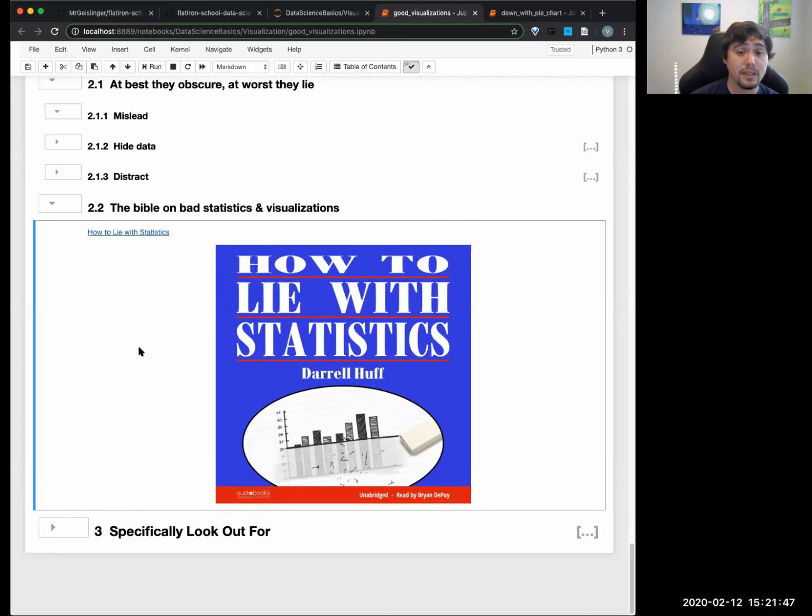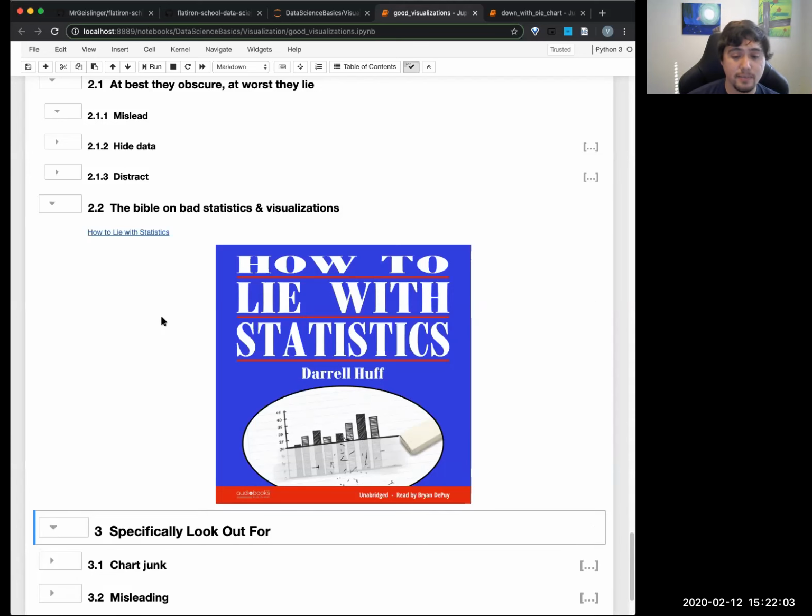This is especially important as a data scientist, because a lot of times you're trying to convey information to someone who is not technical, who might not be familiar with this stuff, and you might accidentally mislead them with your visualization. Usually that's more of an accident than purposely trying to confuse someone. Okay, so let's look at some examples of this.